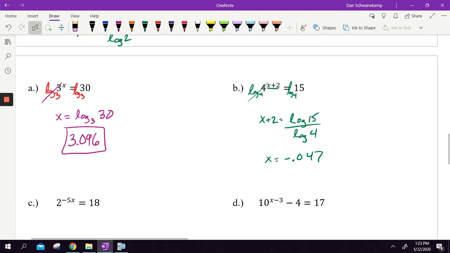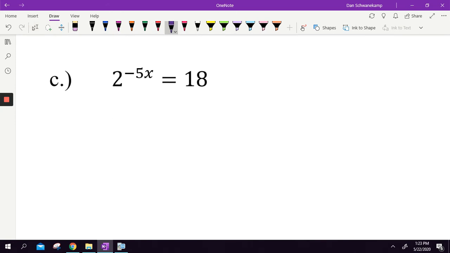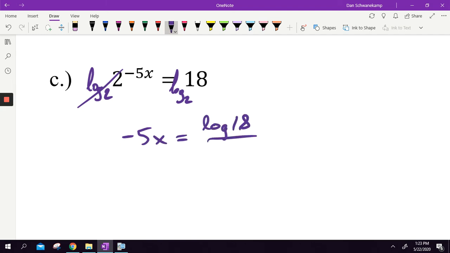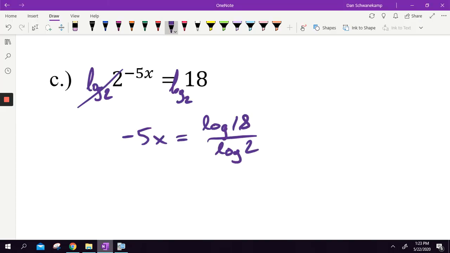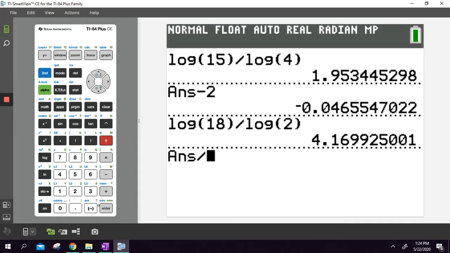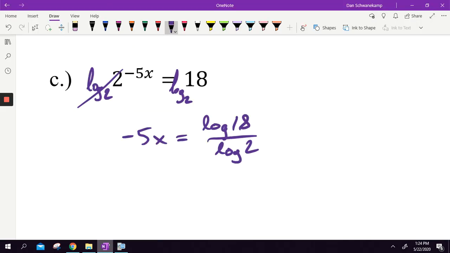We just keep going right along. Let's try another one. Letter C. 2 to the negative 5x is equal to 18. I've got an exponential. How do I get rid of it? Log. Log with a base of 2. Those two things cancel. Negative 5x is equal to the log of 18 divided by the log of 2. That's how I type that into my calculator. Log of 18 divided by log of 2. Hit enter. That is not my answer because negative 5x is equal to that. What else do I need to do? Well, I need to take that answer and divide it by negative 5. Negative 0.834.